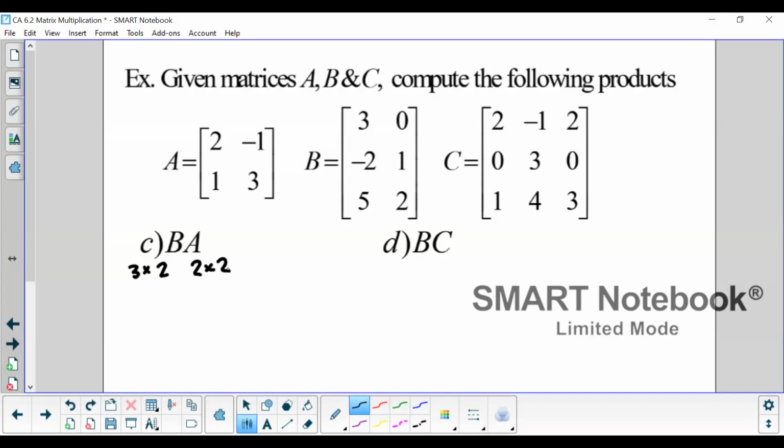Would you say yes or no? Can this multiplication be done? Yes, perfect, thank you. Because you're seeing if these match: the rows of the first and the columns of the second. So yes, C can be done. And then these other 2 numbers are the dimensions for your answer matrix. So your answer matrix is going to have 3 rows and 2 columns.